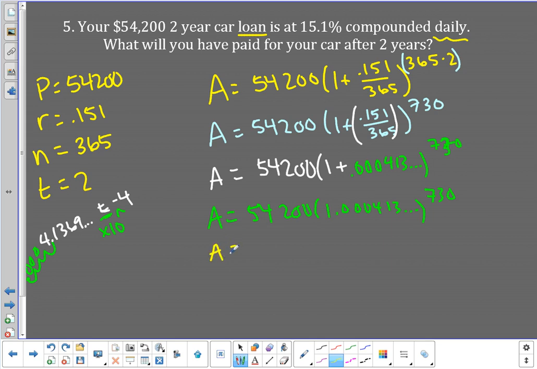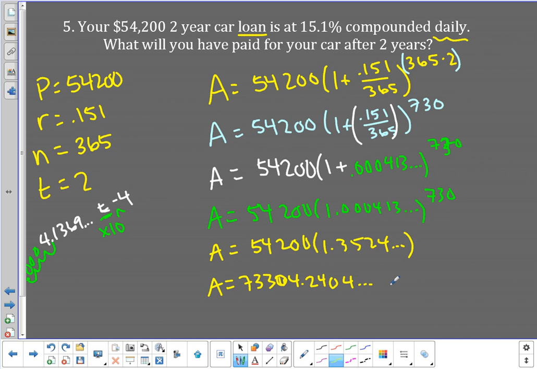So 54,200, I end up with 1.3524 after I take that power, then multiply. And I get 73,304.24. Sorry, my zero didn't close there. 2404, and I assume it's going to go on from there.